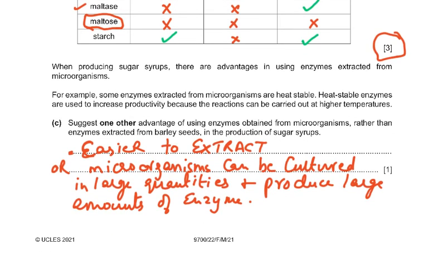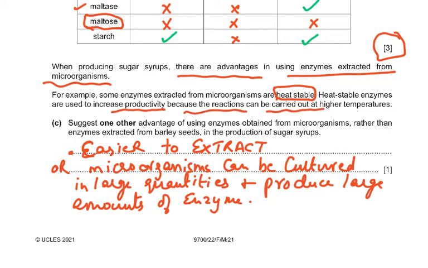When producing sugar syrups, there are advantages in using enzymes extracted from microorganisms. Microorganisms means bacteria, fungi, yeast. For example, some enzymes extracted from microorganisms are heat stable. Heat stable enzymes are used to increase productivity because the reactions can be carried out at higher temperatures. Heat stable means that they are not denatured except at very, very high temperatures. So that means they're heat stable.